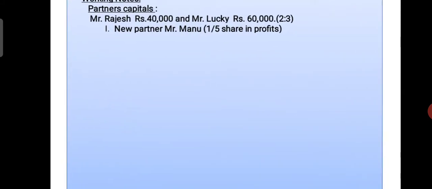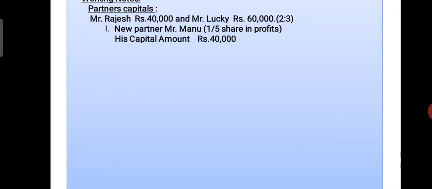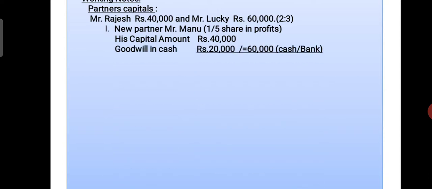Manu, and his profit, his 1/5 share in profits. To acquire the 1/5 share in profits, Mr. Madhu enters into the business. When he enters into the business, he has to bring his share of capital rupees 40,000 and his share of goodwill rupees 20,000. A total of 60,000 rupees cash he has to bring into the business.